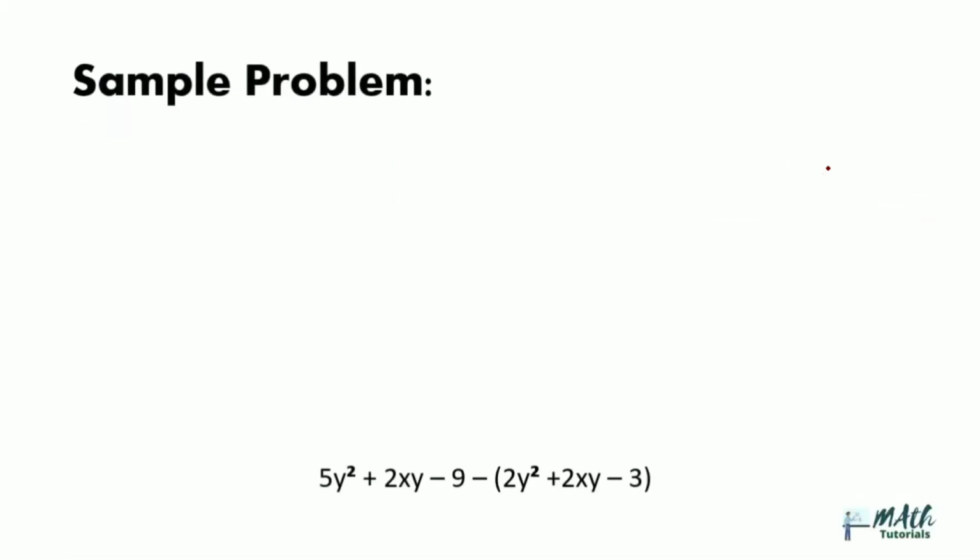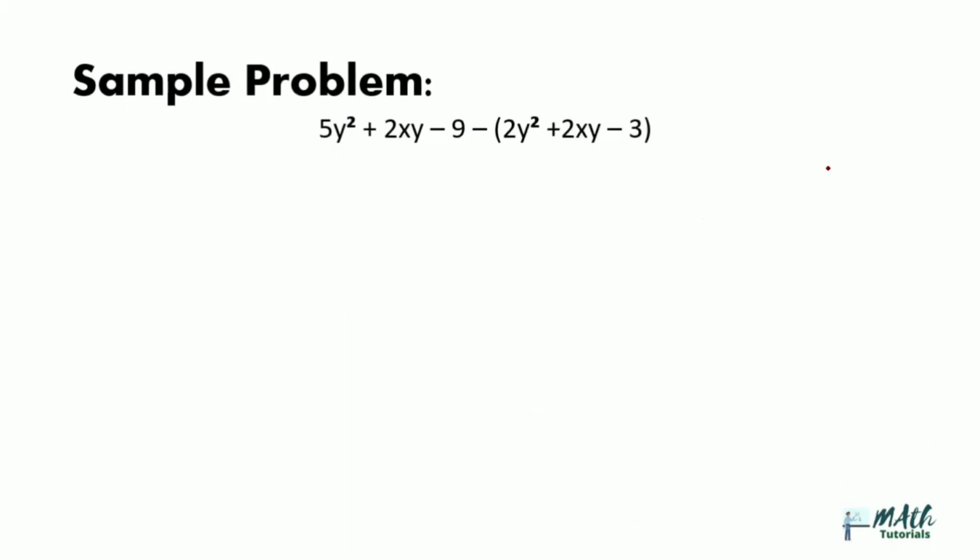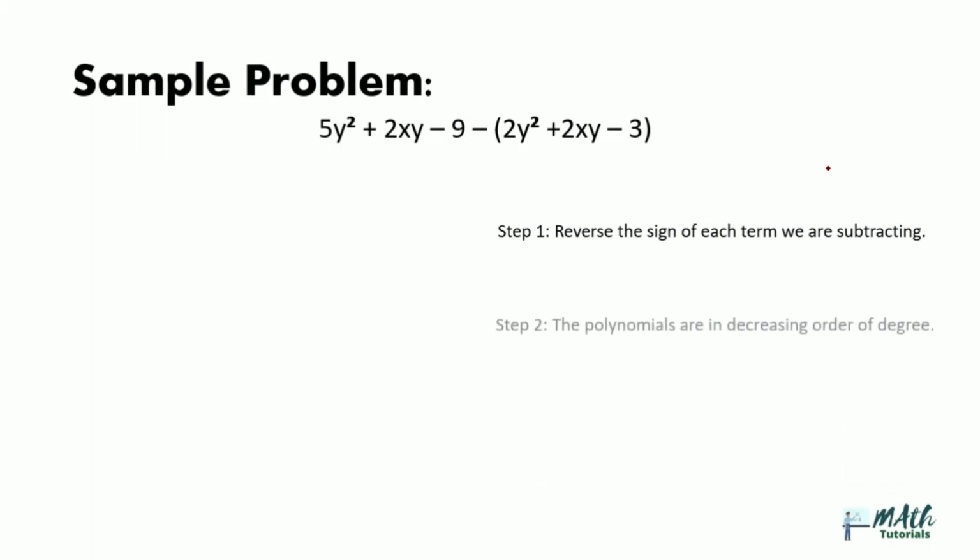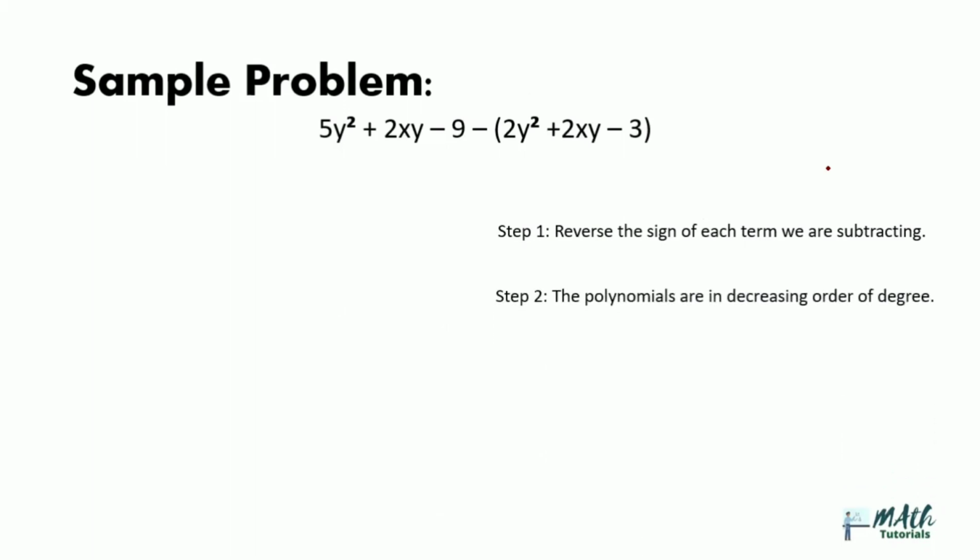Sample problem. 5y squared plus 2xy minus 9 minus, open parentheses, 2y squared plus 2xy minus 3, close parentheses. Step number 1, reverse the sign of each term we are subtracting. Step number 2, the polynomials are in decreasing order of degree.